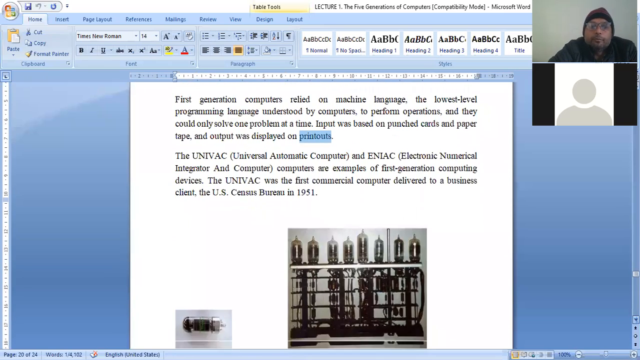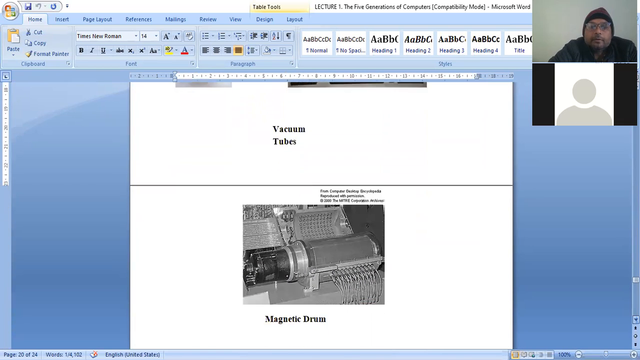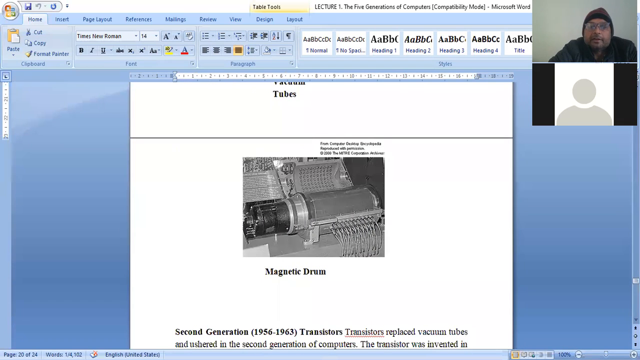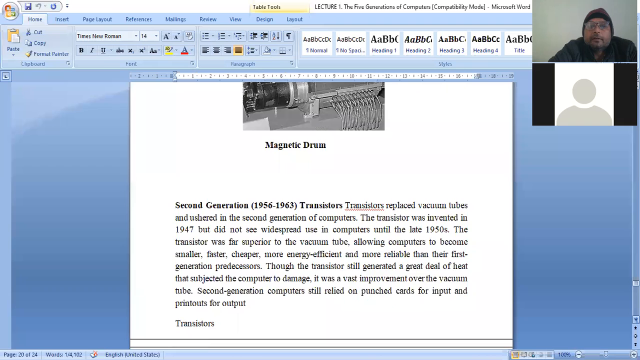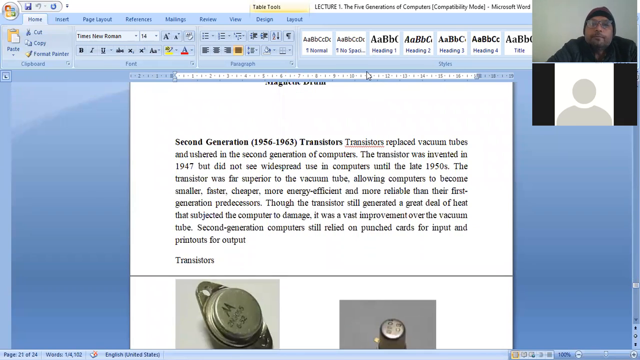Now when we move to the second generation of computer, see, this is a magnetic drum, a picture of a magnetic drum. In the second generation of computer, instead of vacuum tubes, it used transistors.